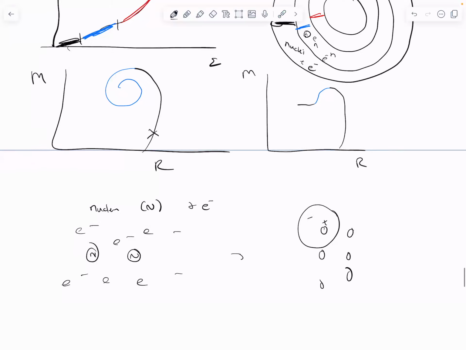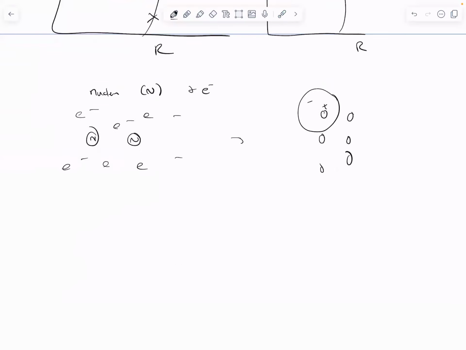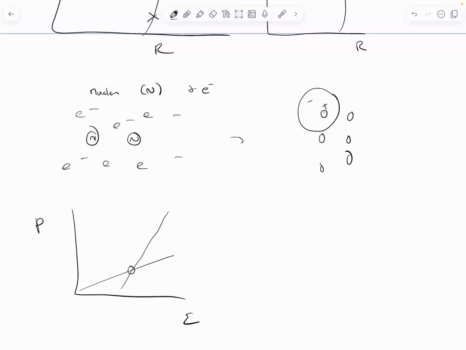The good news is that thermodynamics can help us out here. If I do something like pressure versus energy density, and I have two equations of state here, generally what I do is I can find a matching point where they meet. And so that's a good way of doing this.